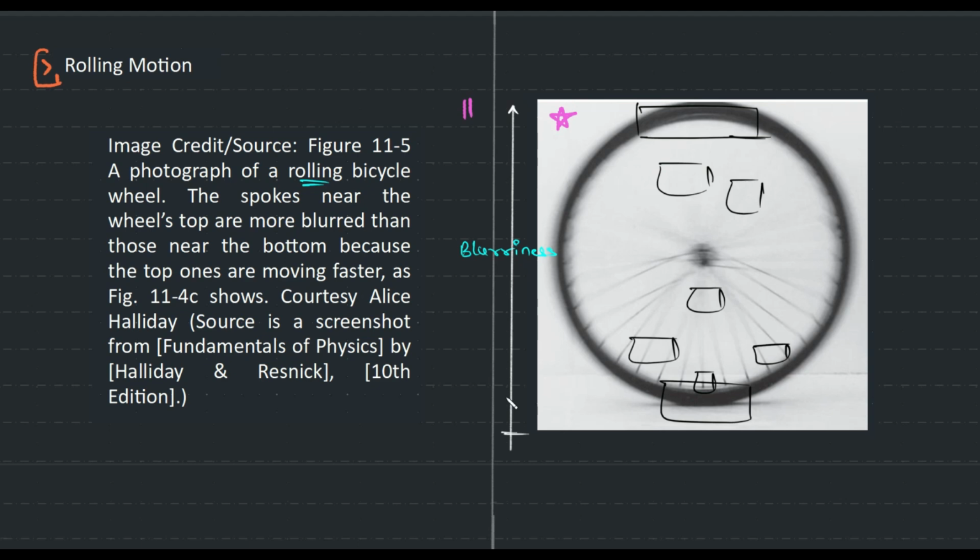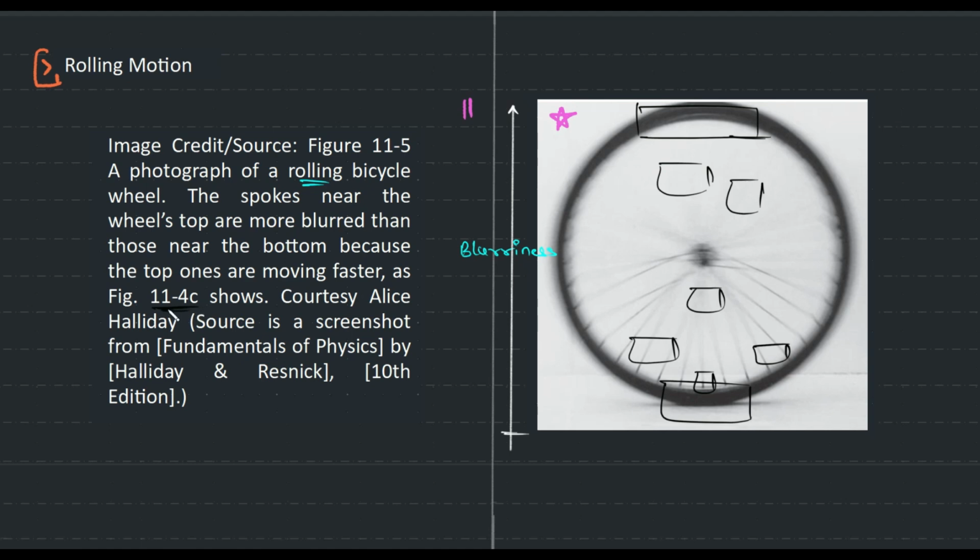It's not very complicated, but when I saw this as a kid, I was like, seriously, is this possible? That's nature. It is a bit weird, but that's how it is. This is an image taken from this book, and against the photo, the text reads: a photograph of a rolling bicycle wheel. The spokes near the wheel top are more blurred than near the bottom because the top ones are moving faster. This is something that I'll prove to you.